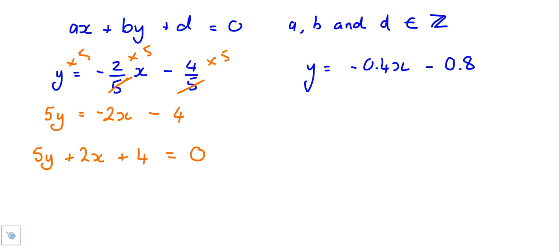Make sense of that? Now, if it was this one, I might get to the stage of doing y plus 0.4x plus 0.8 equals 0. So you've kind of done half of it. But then the question is, what would you do? How would you get from those decimals to whole numbers? Any ideas?